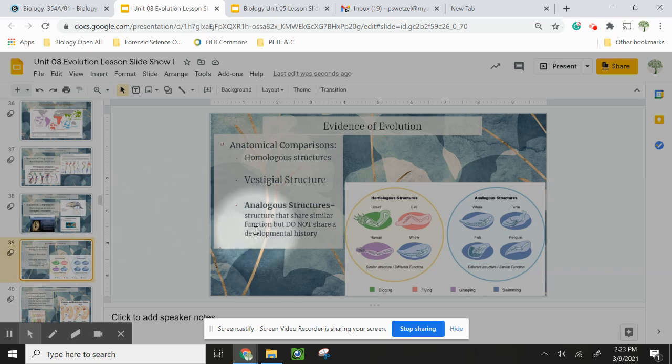And finally, analogous structures are kind of the opposite of vestigial structures. They do share a similar function, but they do not share the same evolutionary history. And when we look at all of these little swimming structures, your whale flipper, your turtle feet, your fish flippers, your penguin's flippers, okay? Is that a turtle flipper? I don't know. But they do all get used for swimming, but they don't share an evolutionary history. So those are analogous structures.